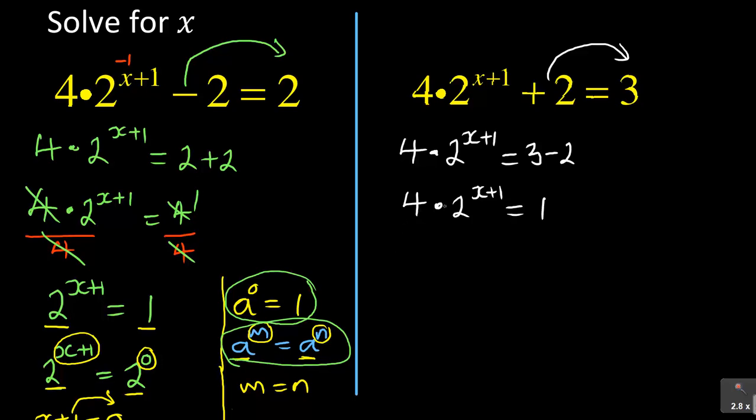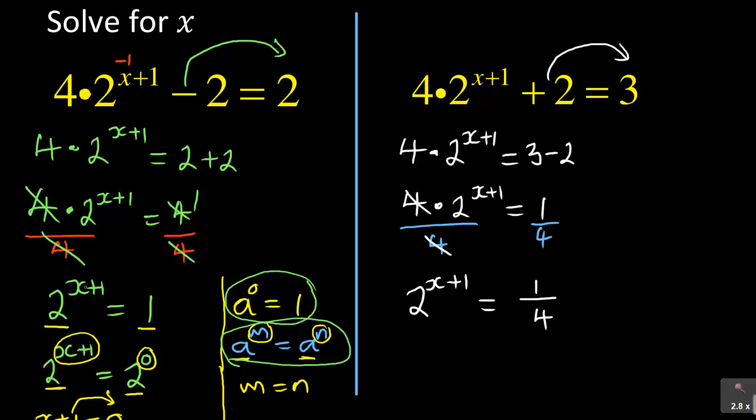Remember, since there is a multiplication here, we have to divide first. So you do the opposite. What I'm going to do, we divide by 4, we divide by 4. And then with that, the 4 will cancel on one side, so that we have 2 to the exponent x plus 1 is equal to 1 over 4.